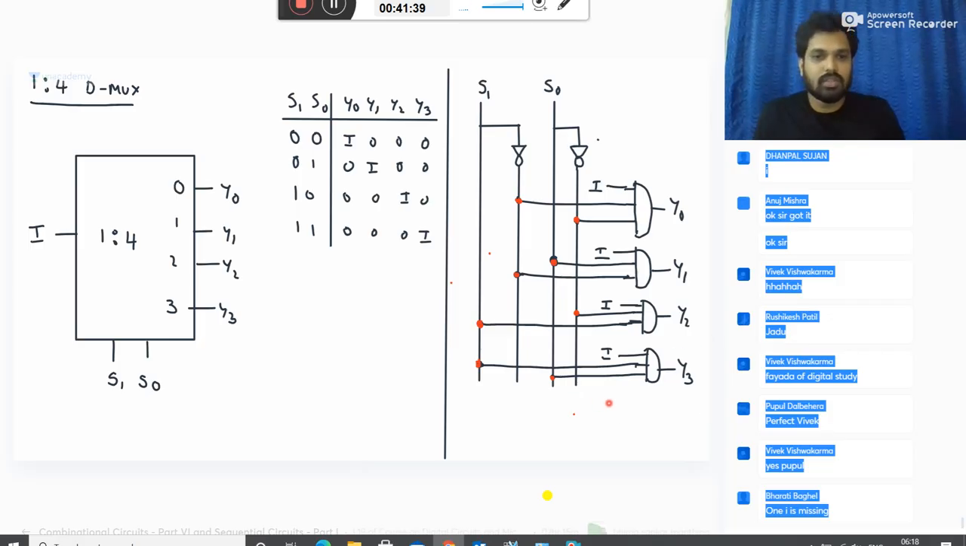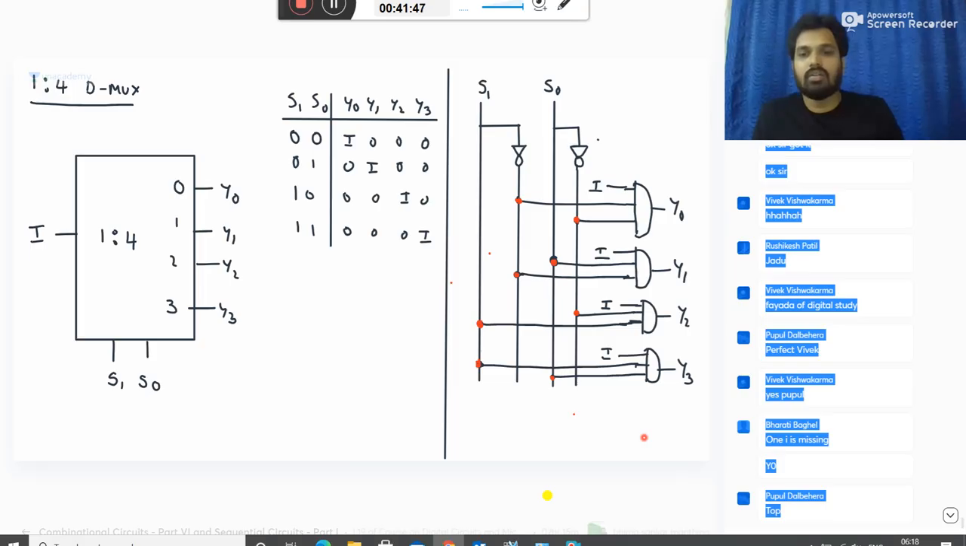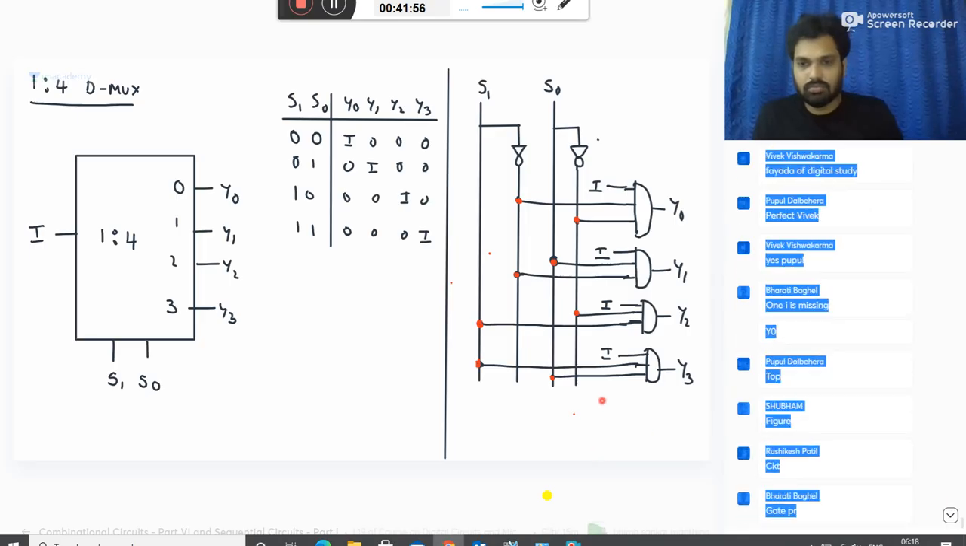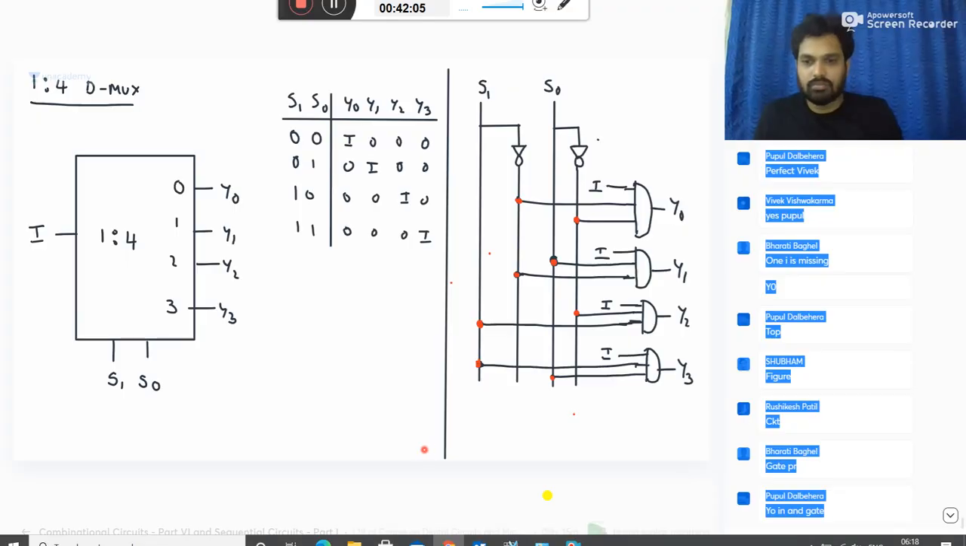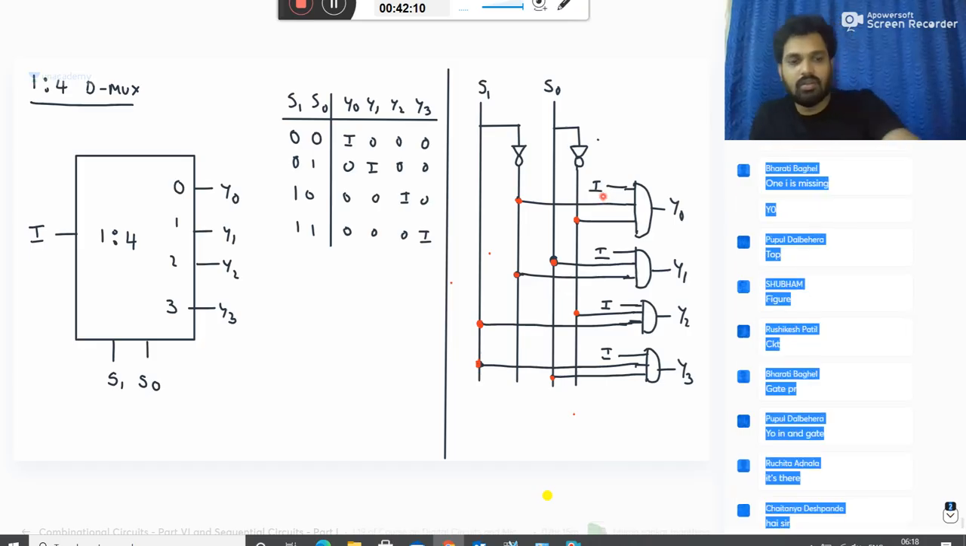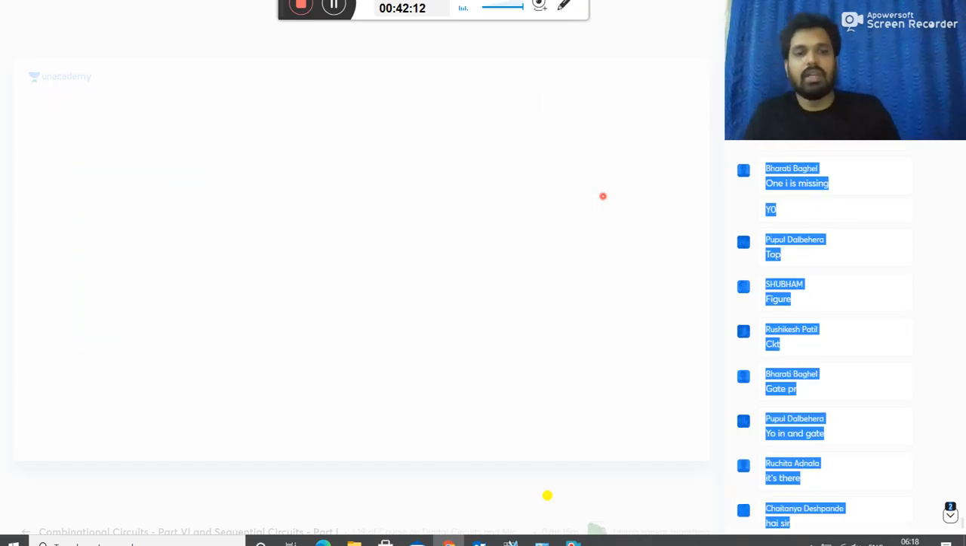One eye is missing. Which eye? Where, Bharati? It is there. Okay, let me type it in. Is it visible for you? Why not, input I is there. Maybe it is not. It's there. Okay. So let's move.